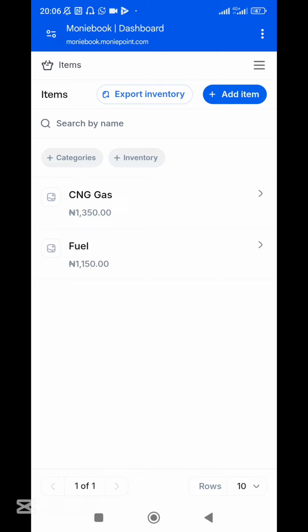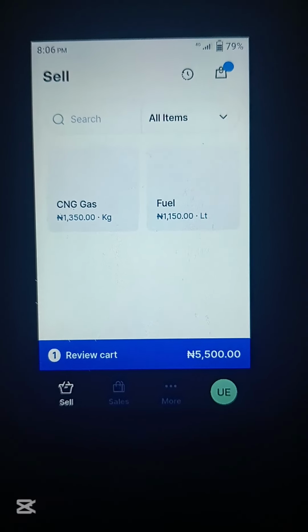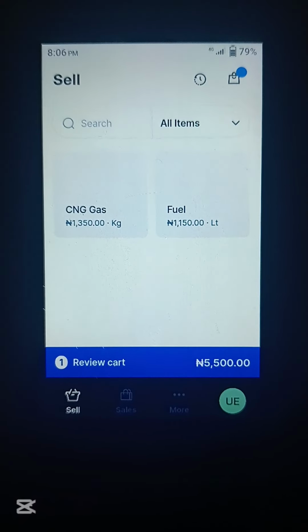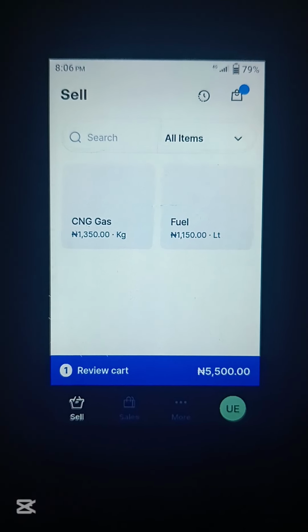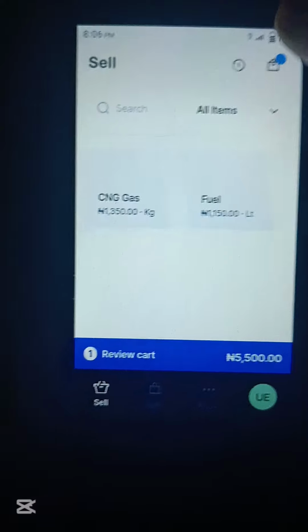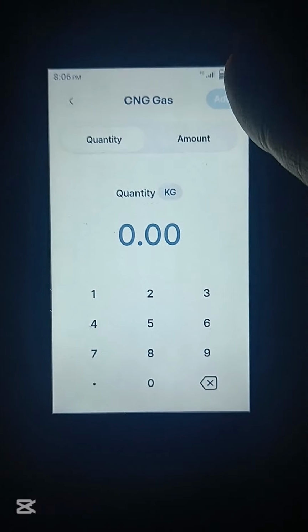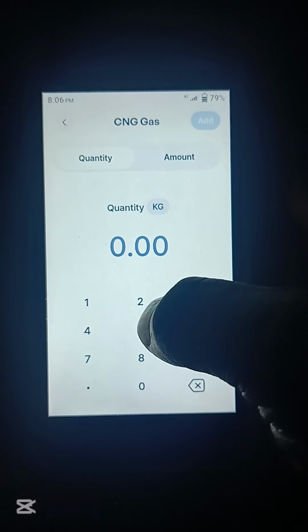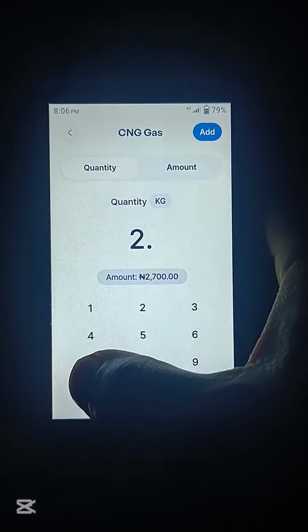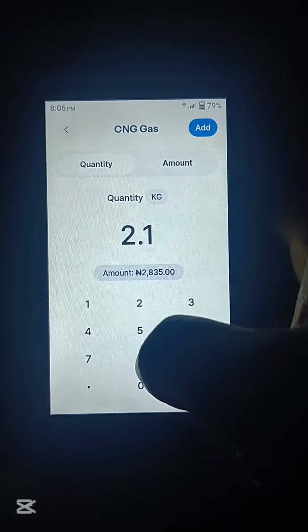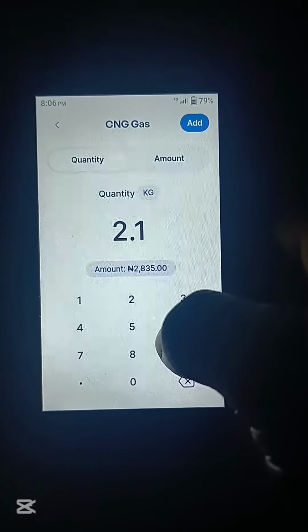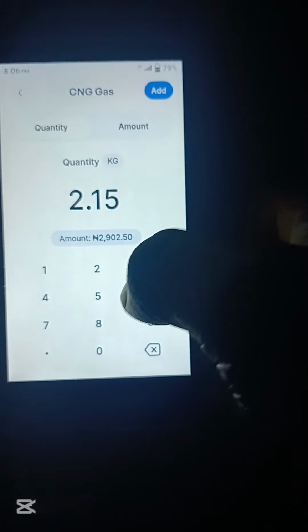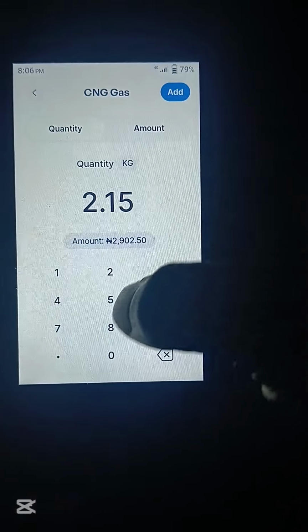Now let's see how it will look on the POS screen. On the POS screen, this is what we have. We have the CNG gas at 1,350 per kg. Now when we click on this, we're going to have the quantity and the amount. Let's say somebody wants to buy 2.1 kg. It's going to give you 2,850 naira. Let's add 5. It's also going to give you 2,900.